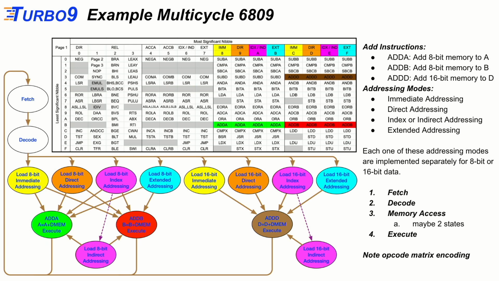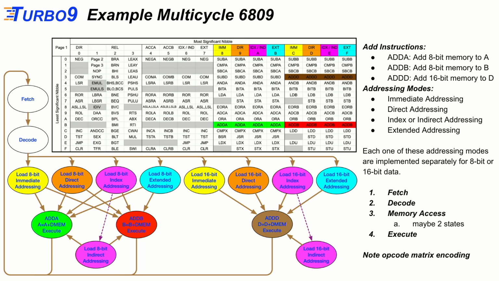So if you look here in the columns, you have immediate addressing, direct addressing, index, direct, and extended. Okay, and so here's a state diagram on how that would work. You would have one cycle for fetch, one cycle for decode, and then there would be a split into which addressing mode you're going to do. So let's say we're doing 8-bit immediate addressing. We'd go fetch that data, and then we'd go to the execute cycle to actually do the function. So here it's A equals A plus the data memory, and then we'd come back.